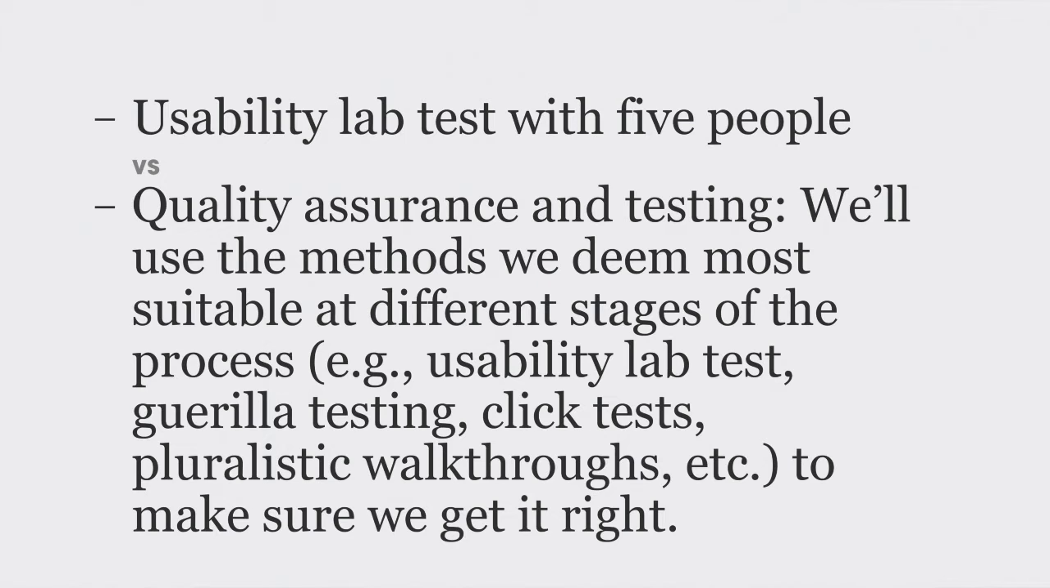Whereas today, and it was optional, of course, I'd write something like, quality assurance and testing. We'll use the methods we deem most suitable at different stages of the process, e.g. usability lab tests, guerrilla testing, click tests, and so on, to make sure we get it right. And I've had people ask me to scale down on usability lab testing, and I never had a client ask me to scale down the get-it-right part.